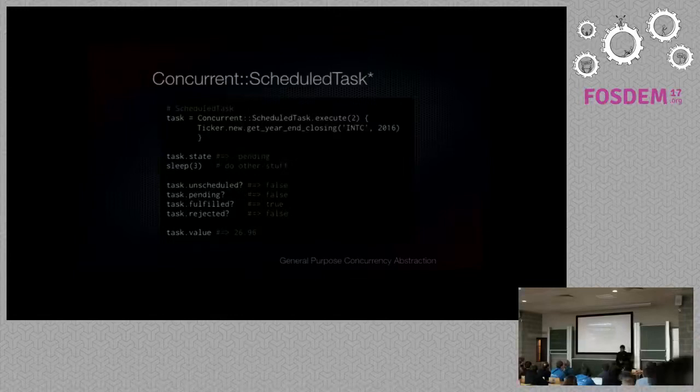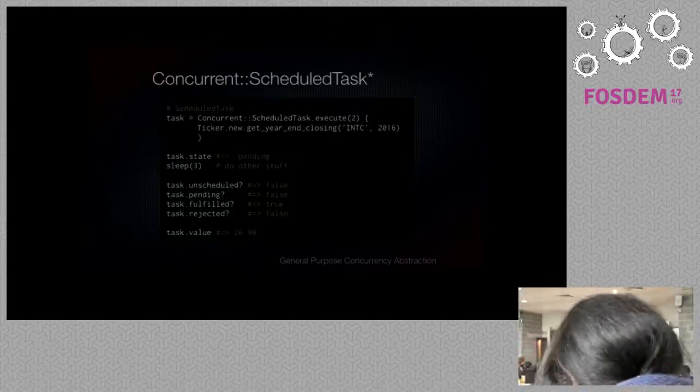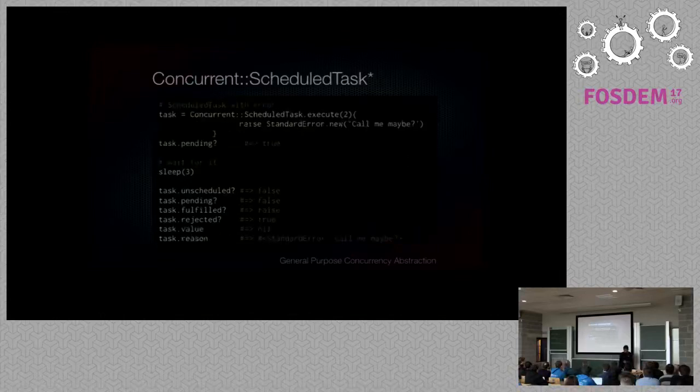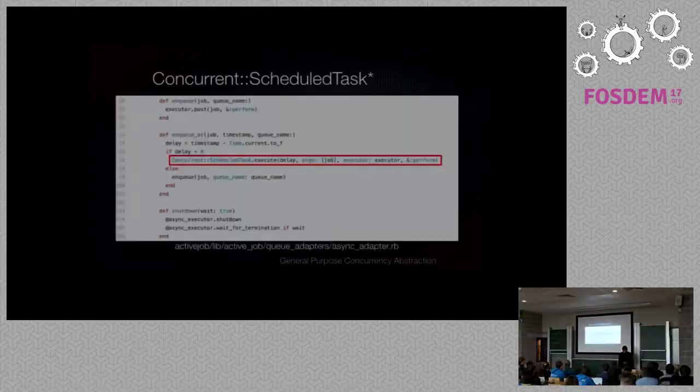So next is concurrent scheduled task. So scheduled task is similar to future, but we can schedule it to execute after some delay. And this is a similar example, but we can pass the delay to execute, and the 2 is nothing but the delay that we pass to execute, so that it gets executed after some time. So this is the error case where, if there is an error, we get a scheduled task with an error. So this is Rails source code using scheduled task.